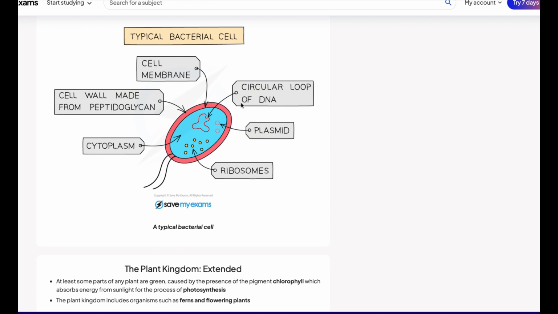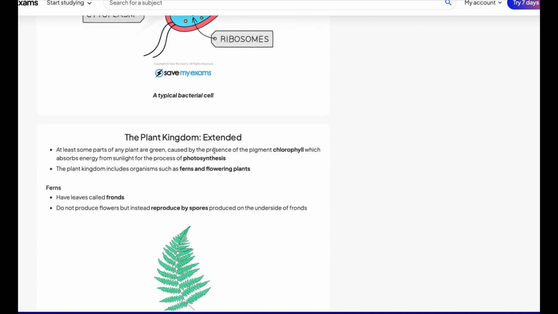There you have a circular loop of DNA. They have DNA in them. The bacteria, the prokaryotes, they have protein and DNA. They have a cell wall made from peptidoglycan, and they have cytoplasm. So this is a typical bacterial cell.